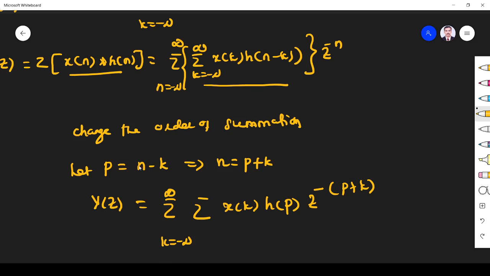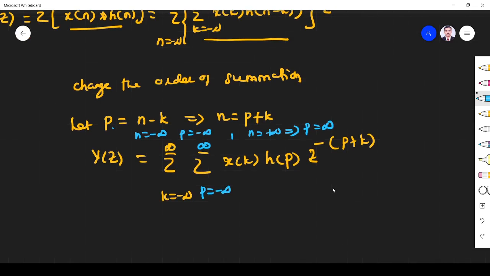When n is minus infinity, I have to change this into p. So n varies from minus infinity to plus infinity. When n is minus infinity, p is minus infinity. Similarly, when n is equal to plus infinity, this implies p is equal to plus infinity. So p varies from minus infinity to plus infinity, because n varies from minus infinity to plus infinity. So I did this.